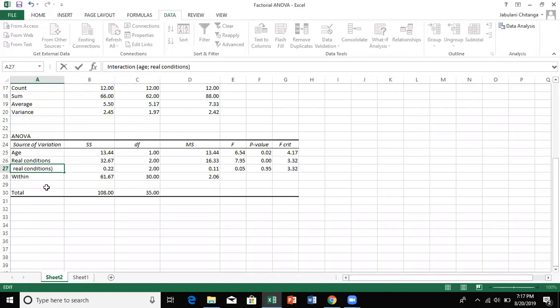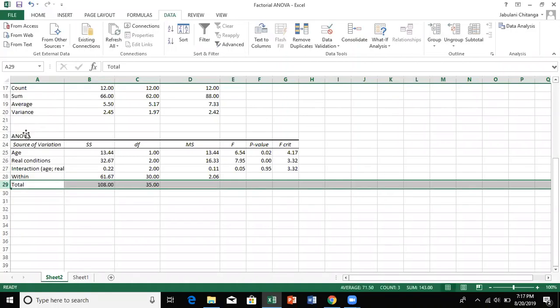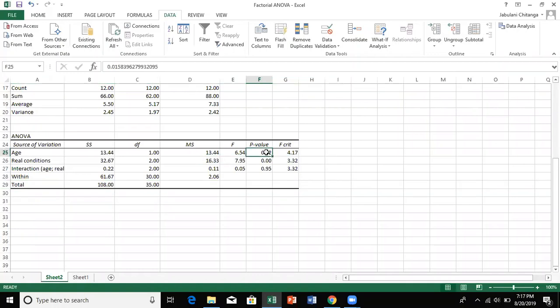And then you can proceed. You can delete this other thing. So what matters is this significant difference, like with age and then the other real conditions. You can see that this is less than 0.05. So this is significant. It can be younger and the older. And then also with the 3 conditions, there's a significant difference. But with the interactions, there's no significant interaction. I'm going to show you what it means.